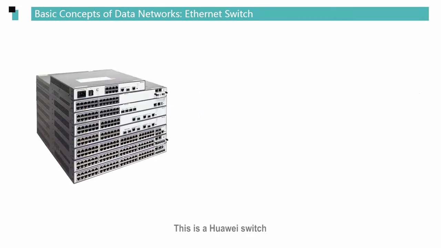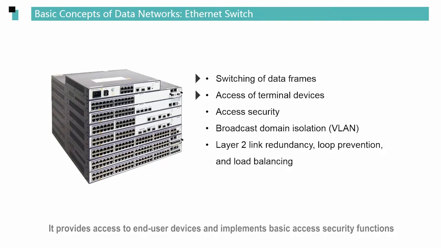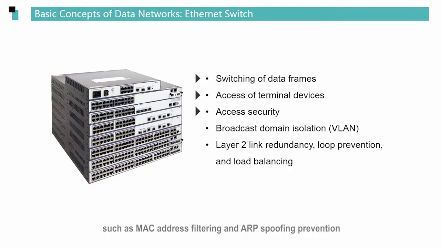This is a Huawei Switch. The basic function of a switch is to exchange data frames. It provides access to end-user devices and implements basic access security functions, such as MAC address filtering and ARP spoofing prevention. It also provides broadcast domain isolation using VLANs, Layer 2 link redundancy, loop prevention, and load balancing.